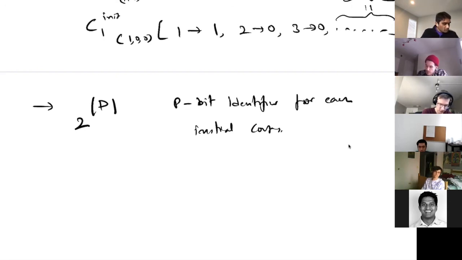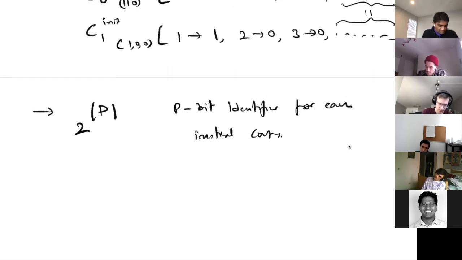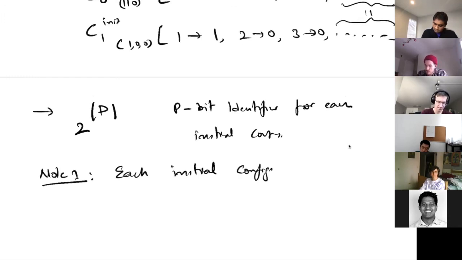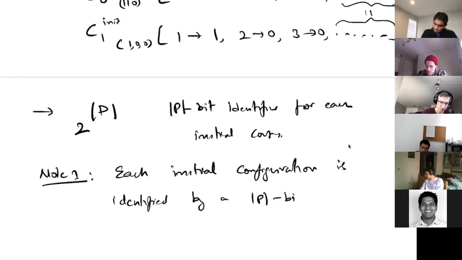Okay. So what can we prove? Let's write it down as an observation, right? So note 1, essentially, an initial configuration is identified by a P bit number.